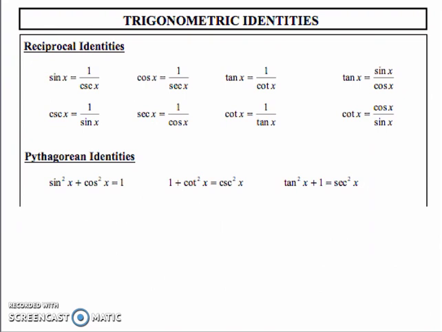Then we have our three Pythagorean identities. The sine squared x plus cosine squared x equals 1. That comes from our equation of the unit circle. And perhaps you didn't know, but the other two Pythagorean identities, 1 plus cotangent squared equals cosecant squared, and tangent squared plus 1 equals secant squared.